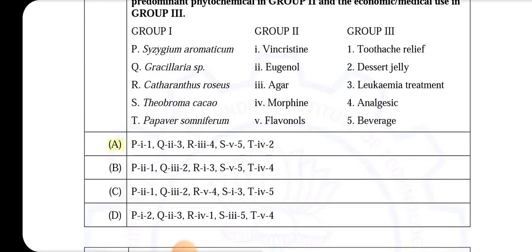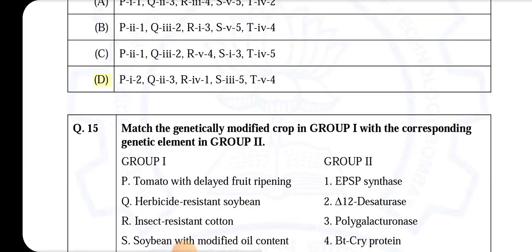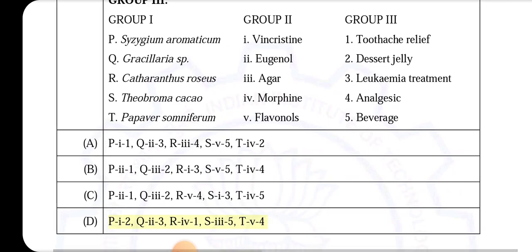A. PI1, QE3, RE4, SV5, TIV2. B. PE1, QE2, RI3, SV5, TIV4. C. PE1, QE2, RV4, SI3, TIV5. D. PI2, QE3, RIV1, SE5, TV4.